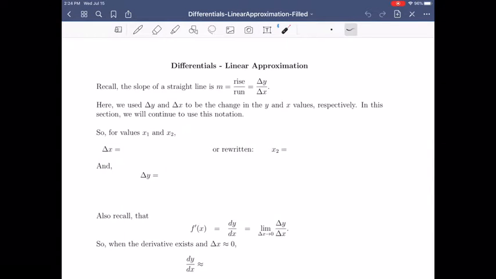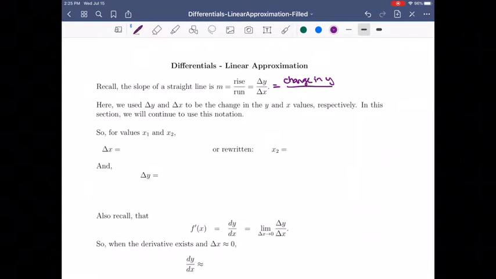Just to remind you, the slope of a straight line is m, which is rise over run, which you can also write as delta y over delta x, where we think of delta y as the change in y and delta x as the change in x. You've probably seen and heard this before. In this section, we're going to be using this notation. Now this is the actual change, because we're also going to be talking about the approximate change as well.